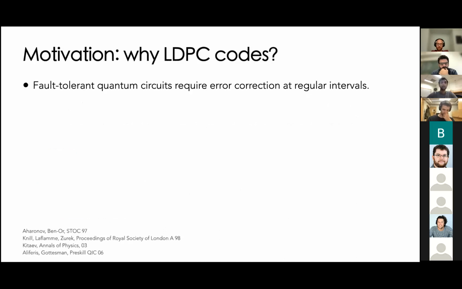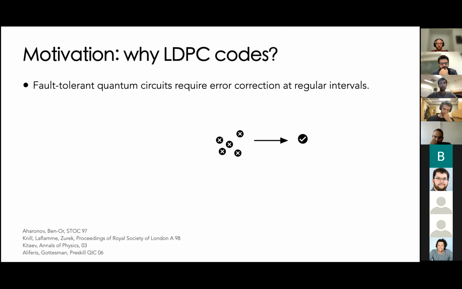All right, so before I get started, let me get some boilerplate material out of the way, just to make sure that we're all on the same page. As I'm sure you're all aware, fault-tolerant quantum circuits are going to require some form of error correction at regular intervals. So as we construct a scalable circuit, we're going to have to interleave this with rounds of error correction. This is the content of some of the foundational results of the theory of fault tolerance, which tell us that scalable circuits will have to require some form of error correction.